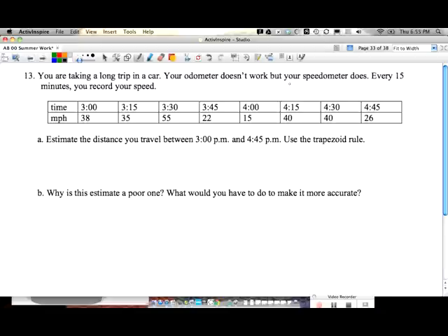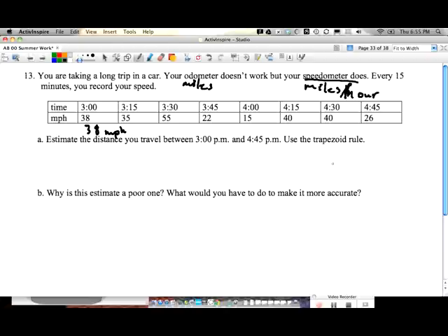You are taking a long trip in a car, your odometer doesn't work, but your speedometer does. So odometer is your miles measurement and speedometer is your miles per hour measurement. Every 15 minutes, record your speed. So we got at 3 o'clock, that's 38 miles per hour. At 3:15, we got 35, so on and so on. Estimate the distance you travel between 3 and 4:45. Use the trapezoidal rule. Okay, so we got another huge trapezoidal rule.